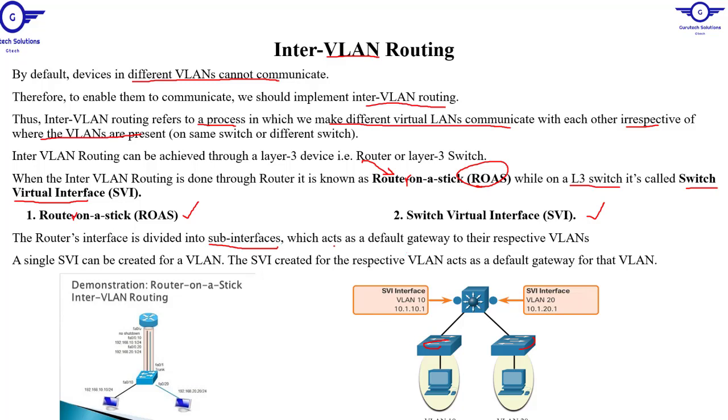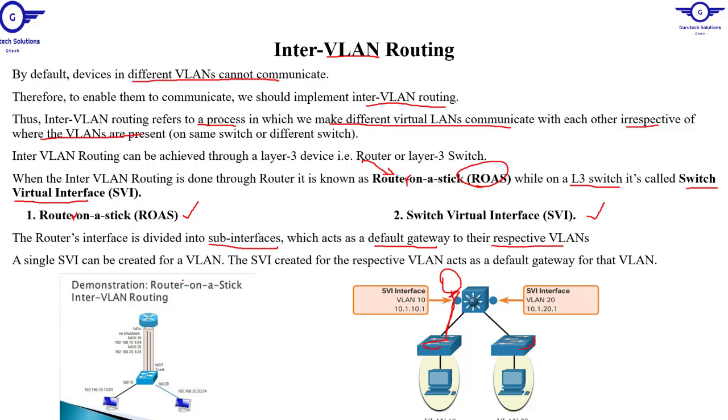And the sub-interfaces will act as the default gateway to the respective VLAN. So for example, for VLAN 10, the sub-interface of the router, which is gig 0/0.10, will be the default gateway of VLAN 10. If this was VLAN 10, and let's just assume that this was a router, the sub-interface gig 0/0.10 is the default gateway of this PC.